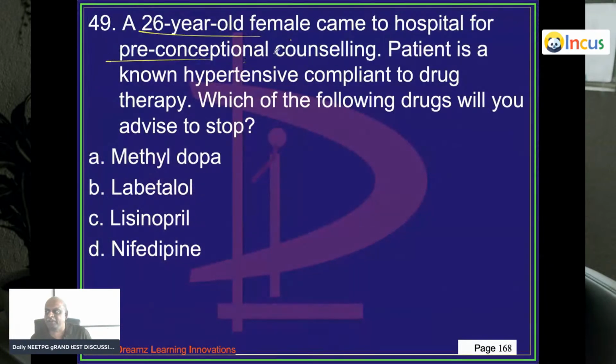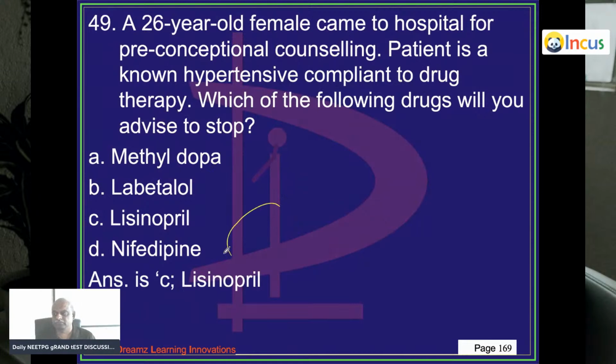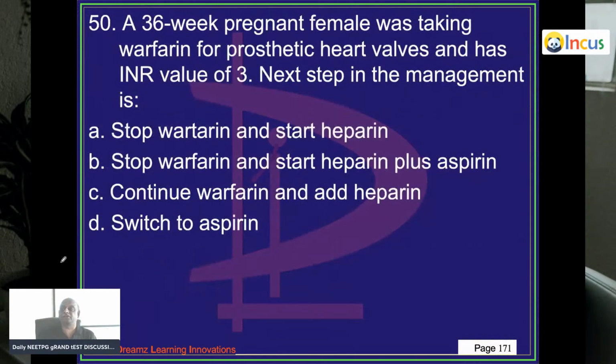26-year-old female came with preconceptional counseling. Patient is a known hypertensive compliant to the drug therapy. Which drug will you advise to stop? Lisinopril. Lisinopril, absolute contraindication in pregnancy, ACE inhibitors.